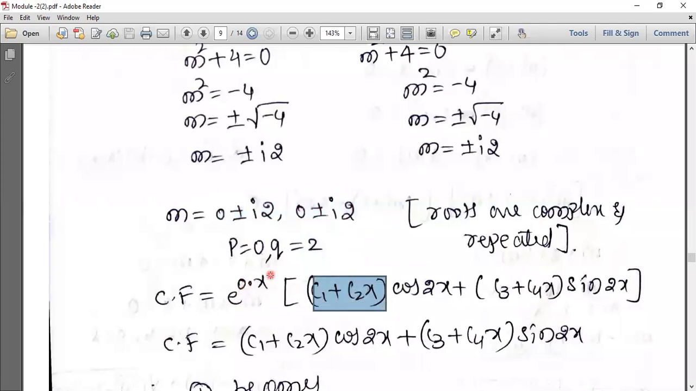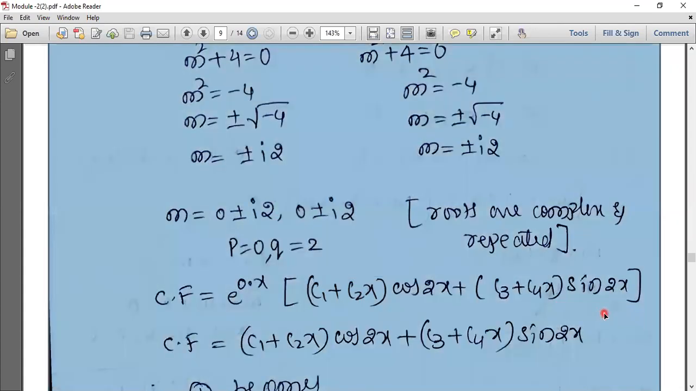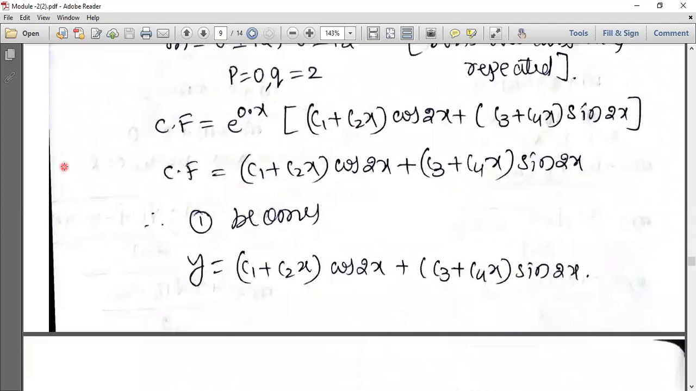This is e raised to Px. P means what here? 0 into X. Cos of Qx, Q is 2 here. Plus C3 plus C4 of X sine of Qx. So sine of Q is what? 2X here. So e raised to 0 is 1, and you simplify this: C1 plus C2 of X cos 2X plus C3 plus C4 of X sin 2X.